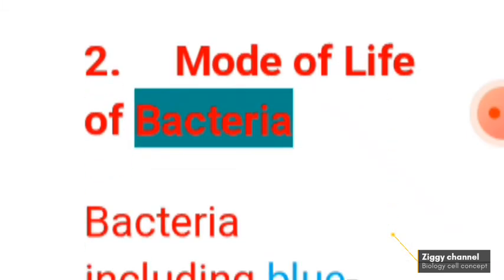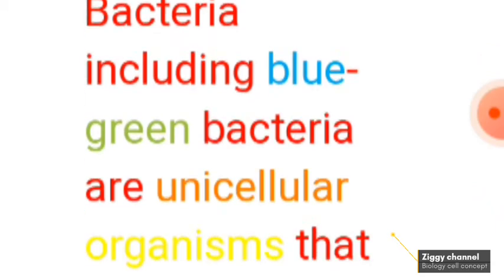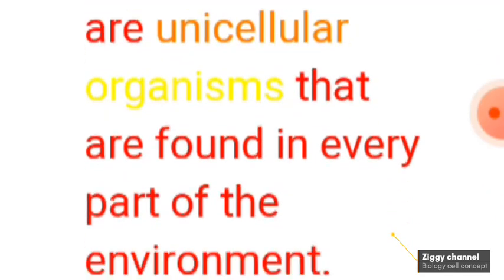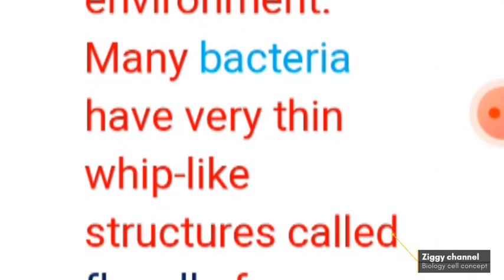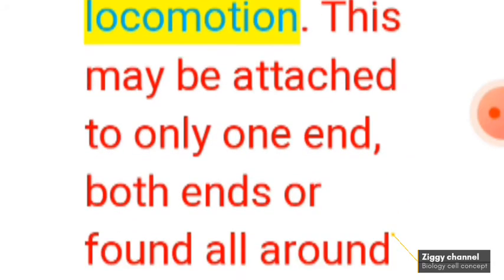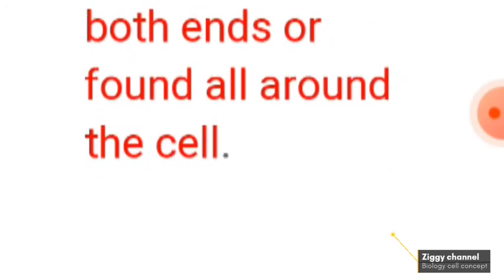Mode of life of bacteria. Bacteria, including blue-green bacteria, are unicellular organisms that are found in every part of the environment. Many bacteria have very thin whip-like structures called flagella for locomotion. These may be attached to only one end, both ends, or found all around the cell.